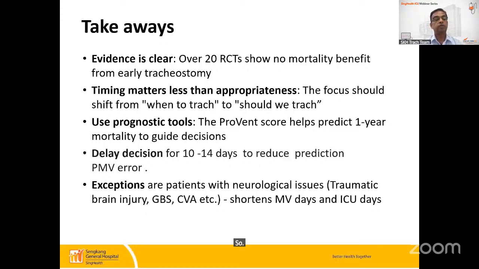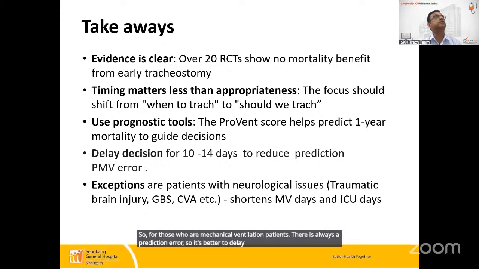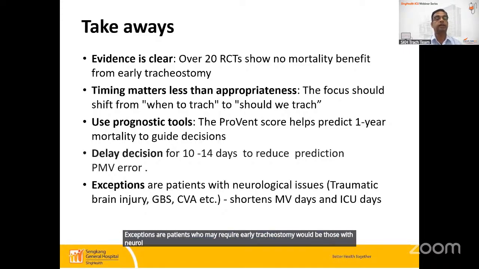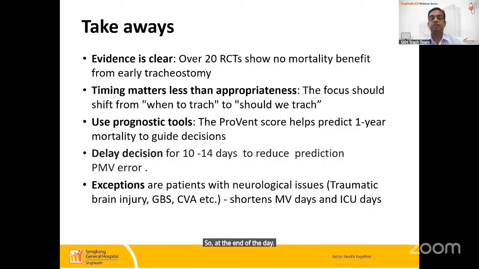For mechanically ventilated patients, there is always a prediction error, so it's better to delay the decision for 10 to 14 days. Exceptions are patients who may require early tracheostomy, those with neurological issues like traumatic brain injury, which we mentioned earlier. So at the end of the day, an individualized decision for the patient we are caring for is the best approach.